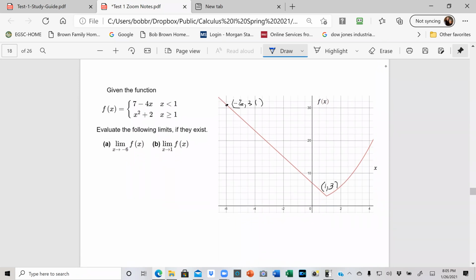Now here is a function that's a piecewise function. I've drawn it right here. It's defined depending on what the value of x is. The limit as x approaches -6, just read it off as 31. The limit as x approaches 1, I'm sorry, is going to be 3. That's because the left and the right limits are equal.